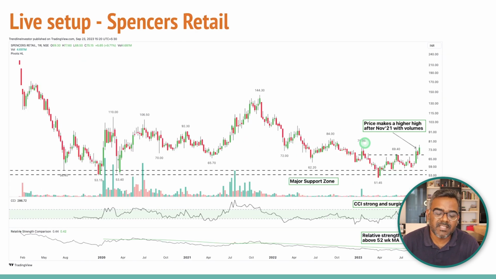Now, I'm going to give you some live examples, which are pretty good setups, which have satisfied the rules that we discussed, and I shared these two setups in the Sunday video. So I'm going to reiterate these two setups here. The first setup here is Spencer's Retail on the weekly charts. It has crossed the previous pivot high for the first time since November 2020. CCI is good. Relative strength also is good.